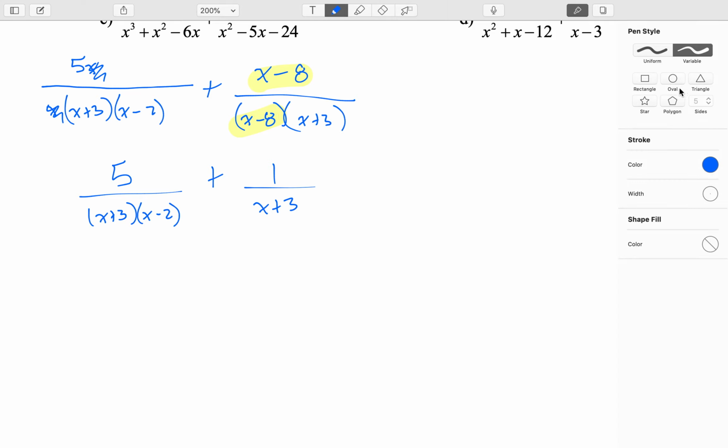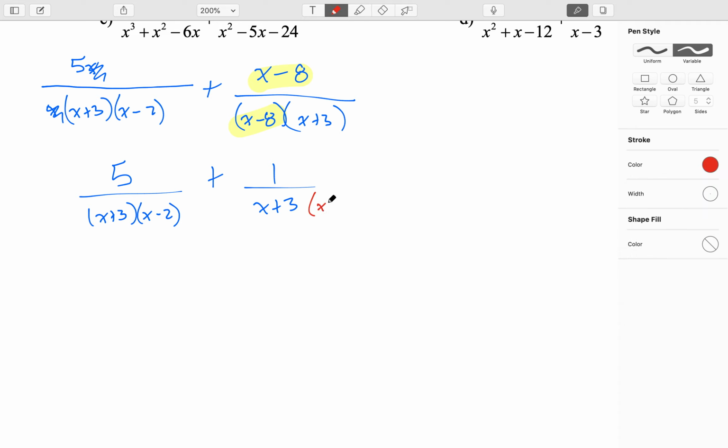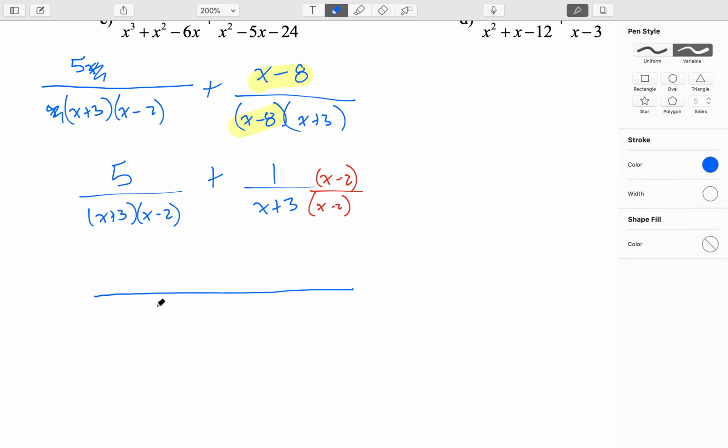So let's multiply in x minus 2. Now, I can't just do that. That's changing the question. However, if I multiply it top and bottom, there we go. Now I've actually multiplied by 1, and that's completely legal. Yes, legal in all 10 provinces and 3 territories. Now that I have the same denominator, the denominator is x plus 3, x minus 2. The top is going to be 5 plus 1 times x, so x, and then minus 2.